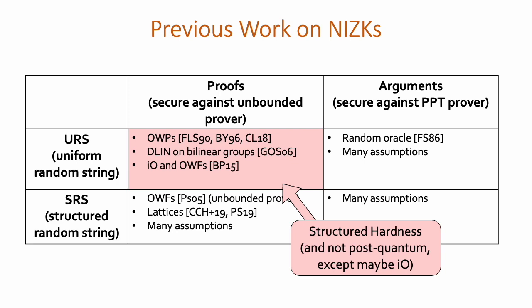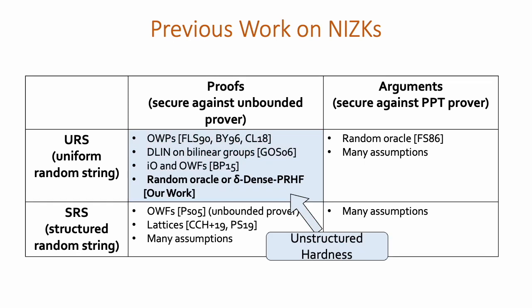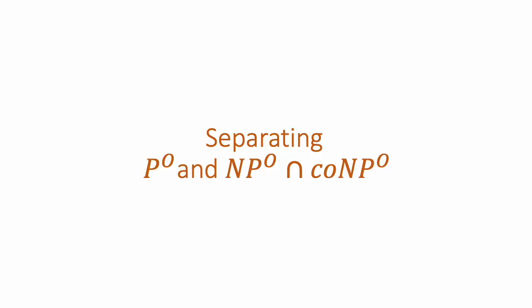When it comes to constructing NIZK proofs in the URS model, all the assumptions thus far have been extremely structured. Our construction from random oracles or delta density random hash function gives the first result of a NIZK proof in the URS model from unstructured hardness. Now let's dive into our main separation result.